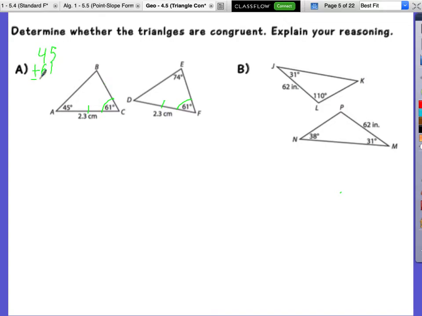Add 45 and 61 for this triangle ABC, the triangle on the left, getting 106, and subtract it from 180. This helps us because we can find angle B. All the angles add up to 180. We know two of them. We can find the third through this process every single time. So this is 74 degrees.